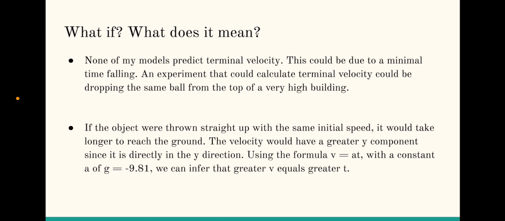If the object were thrown straight up with the same initial speed, it would take longer to reach the ground. This is because the object was originally thrown at an angle, and with this angle, the Y component is smaller than the actual velocity at the angle. And if the object was thrown straight up, it would have a greater Y component because the angle would be 90 degrees and it would only be moving in the Y direction. So with a greater velocity, there's greater time, using the formula v equals at with a constant gravity.